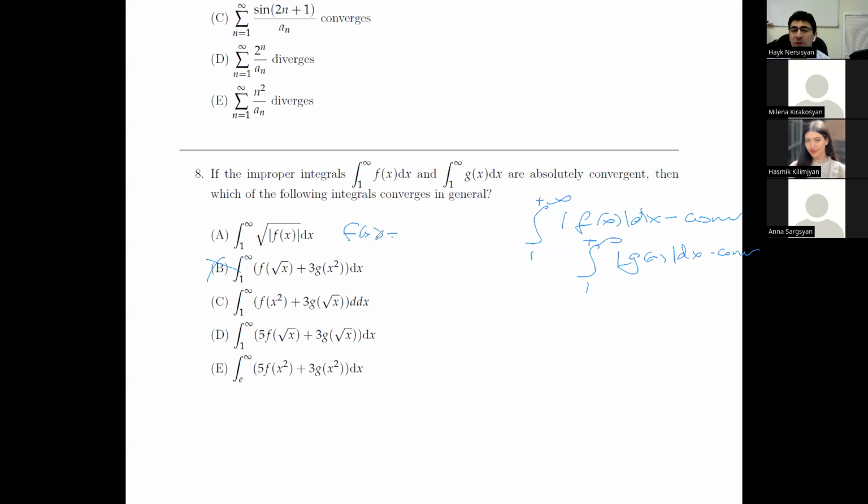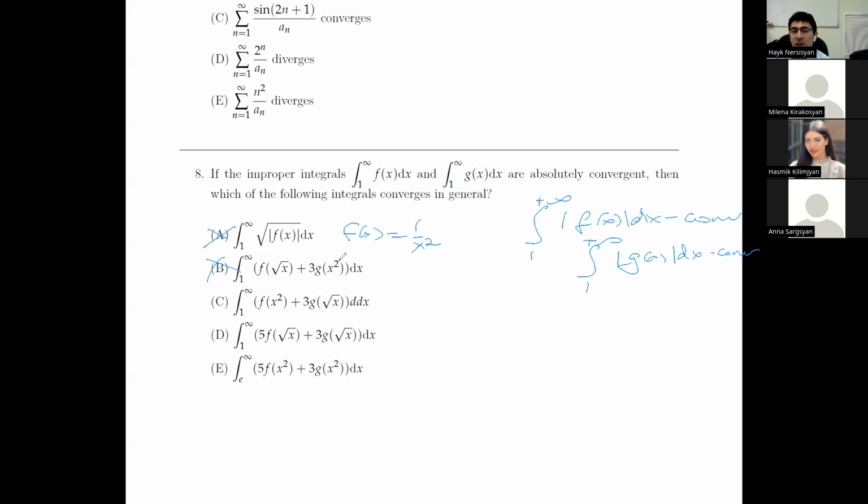Give an example of f which has an absolutely convergent improper integral, but root of modulus f is not convergent. Yes, you are right. 1 over x squared. Perfect. 1 over x squared is a good example. Of course, 1 over x squared is absolutely convergent. It's positive, so yes, convergent from 1 to infinity. But putting it under the root, we get 1 over x, which is divergent.